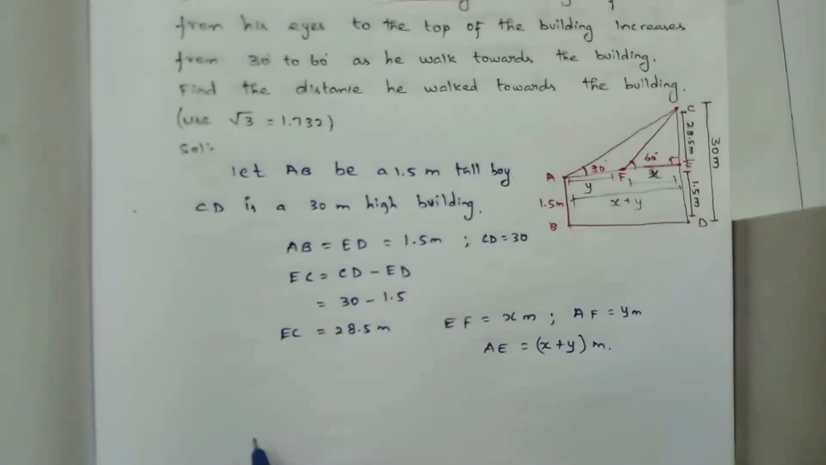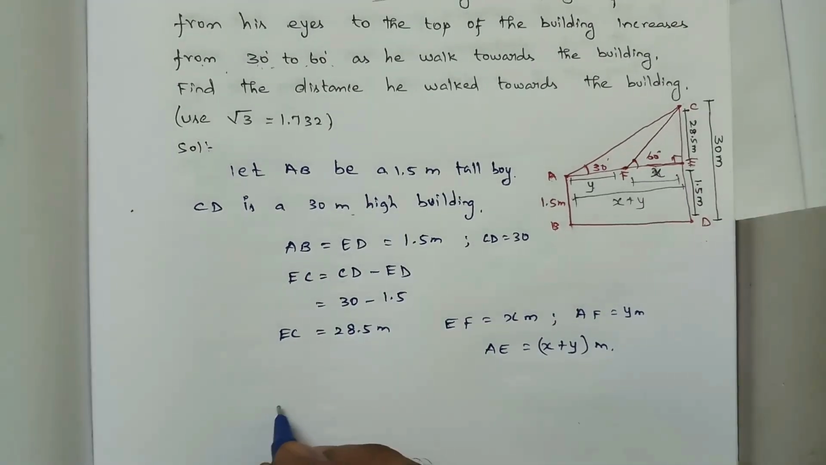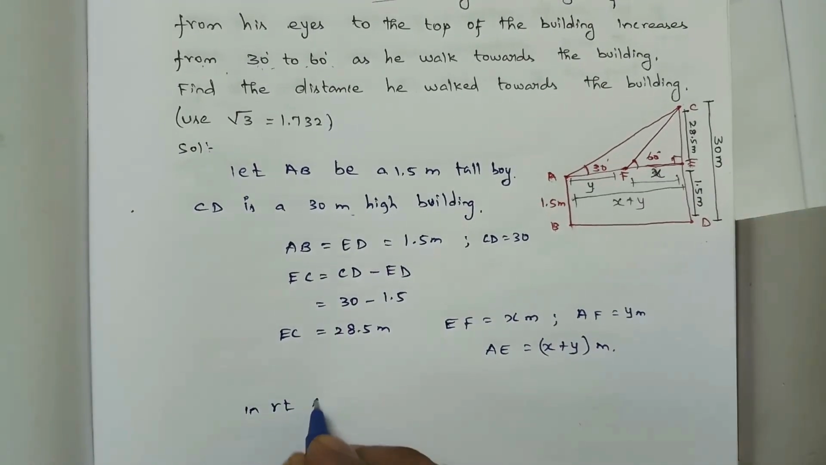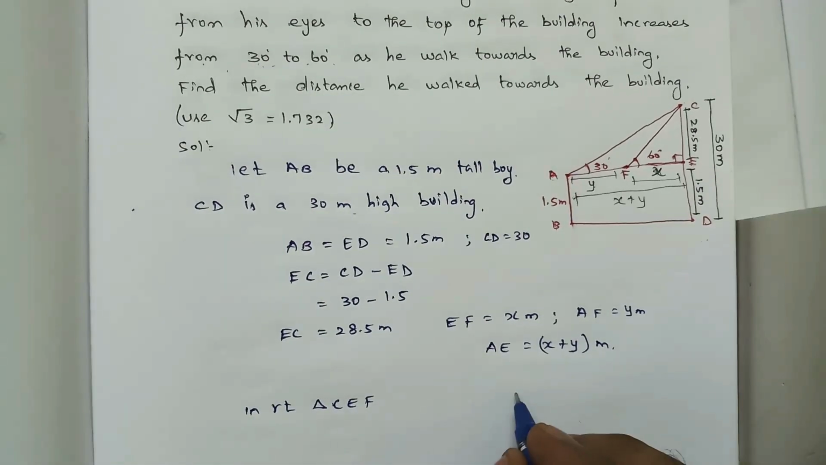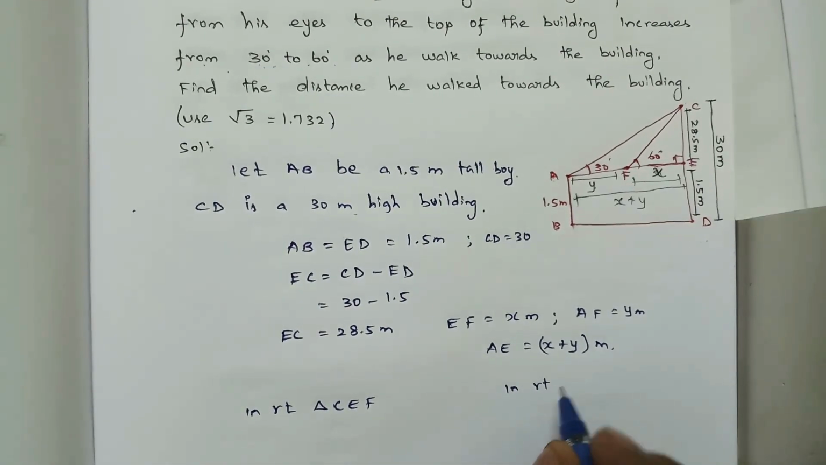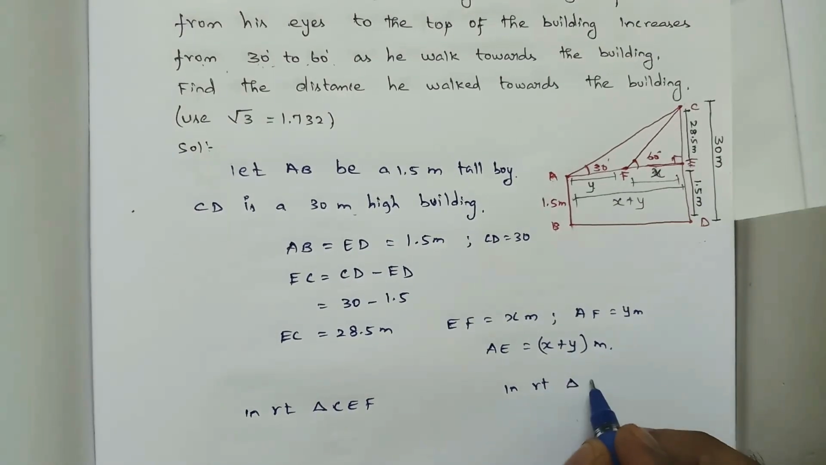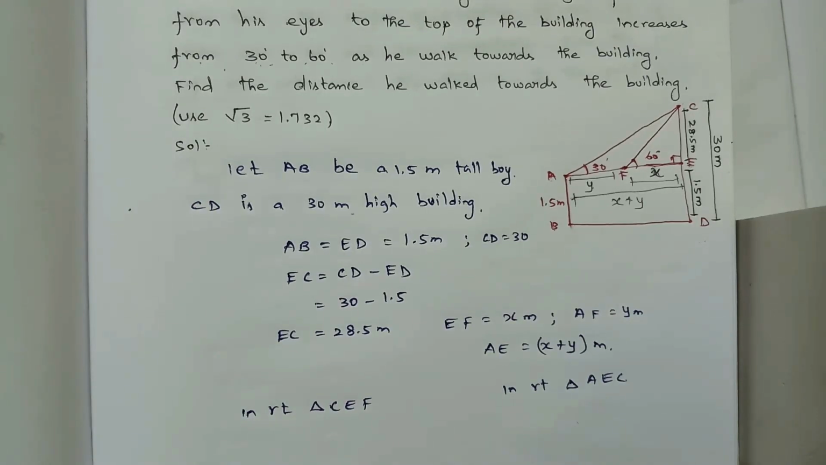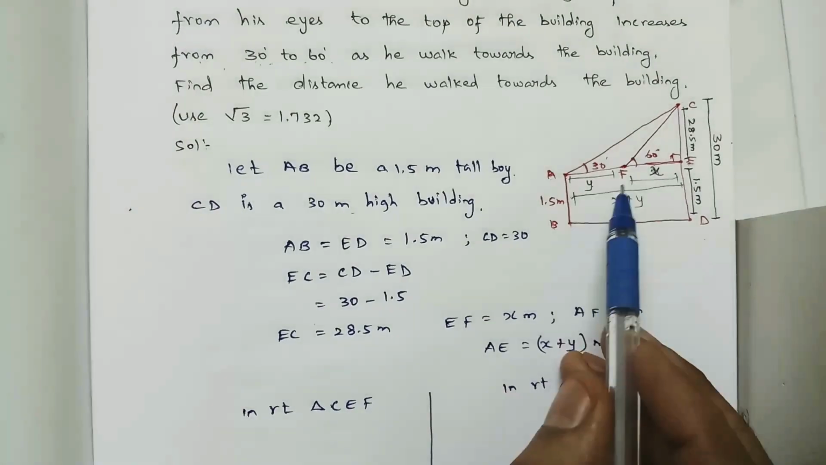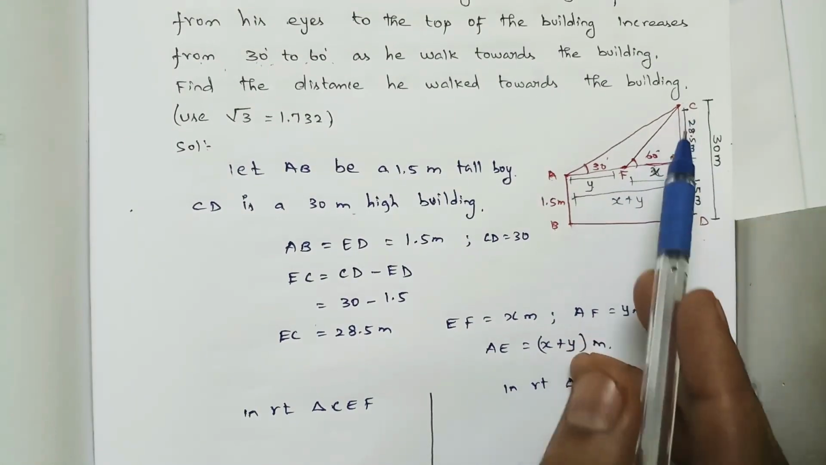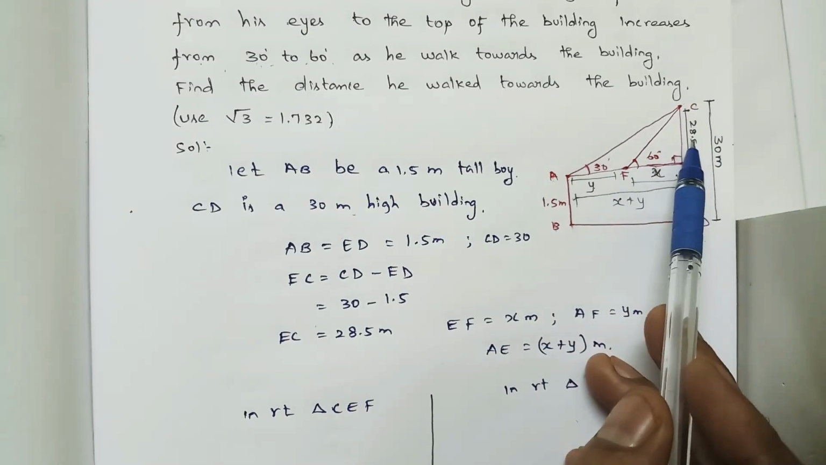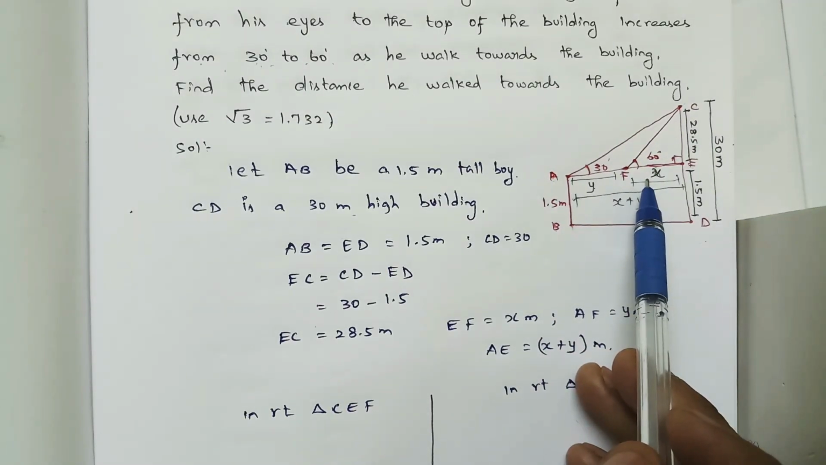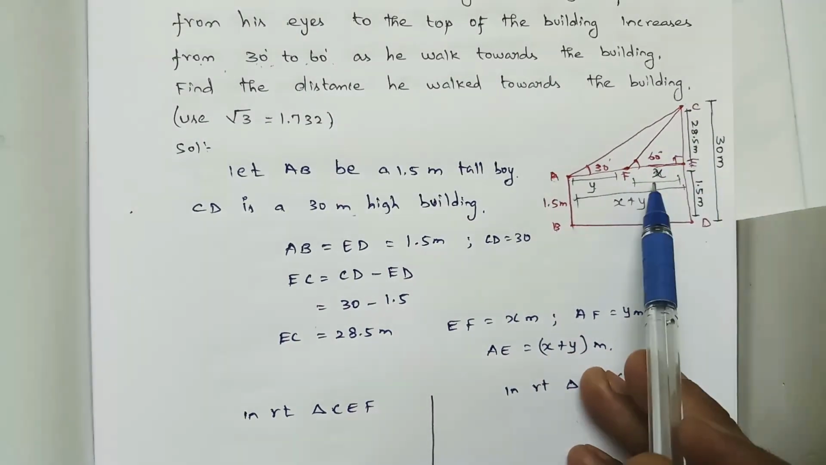Now we are having two right triangles. What are they? One is in right triangle CEF. Another right triangle, in right triangle AEC, right? In right triangle AEC. In right triangle FEC or CEF, right? We know opposite side and we want to find adjacent side, right? We know opposite and we want to find adjacent.